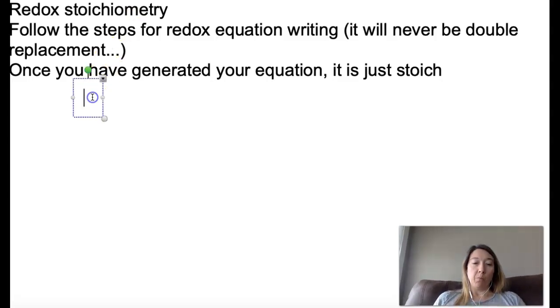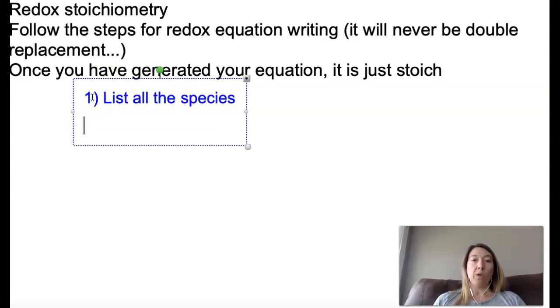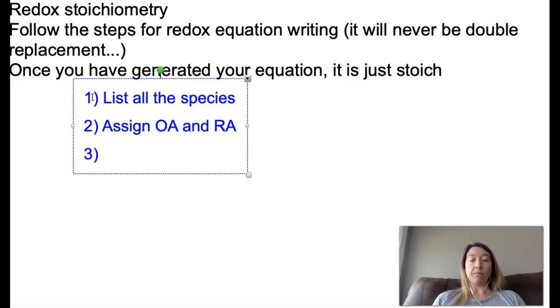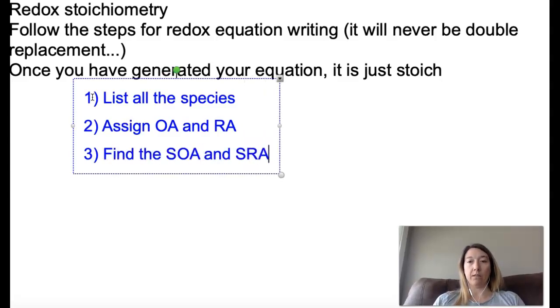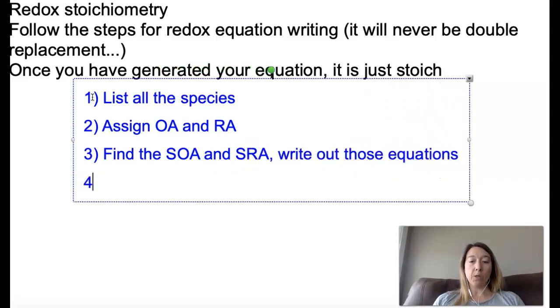So if you think back to those steps we talked about in writing a redox equation, we want to list all the species. Once we've listed everything, we want to assign OA and RA. Hopefully by now, you have become a little more comfortable with recognizing what's an OA and what's an RA. Step 3 is go to your data booklet and find the SOA and the SRA. When we find them, we're going to write out those equations. Once we have those two equations, we're going to make the electrons the same and combine the two equations.